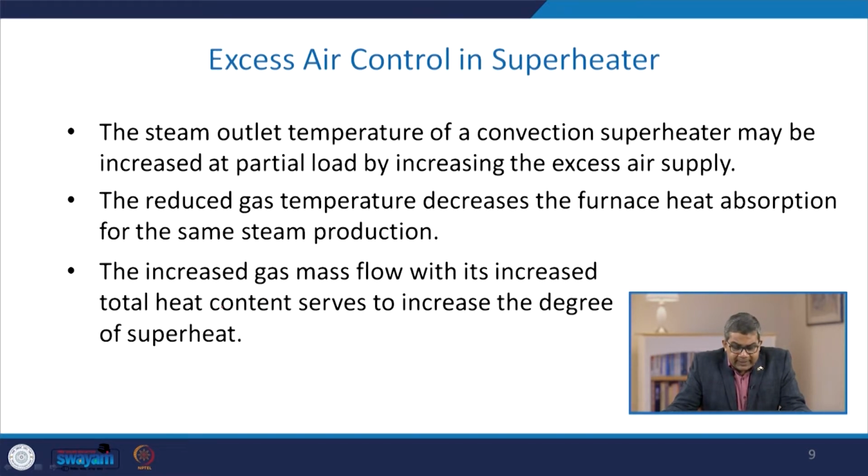Let us talk about the excess air control in superheater. The steam outlet temperature of a convective superheater may be increased at partial load by increasing the excess air supply. The reduced gas temperature usually decreases the furnace heat absorption for the same steam production. The increased gas mass flow with its increased total heat content serves to increase the degree of superheat.